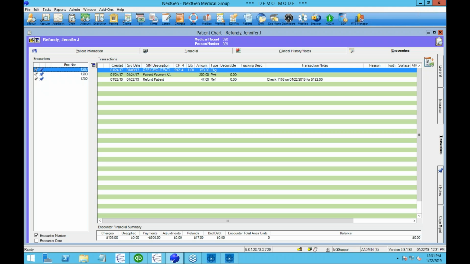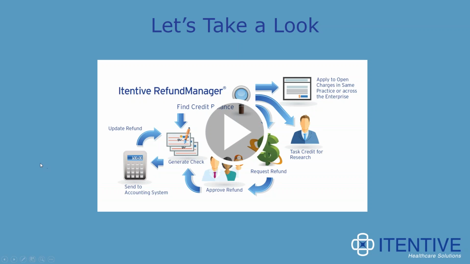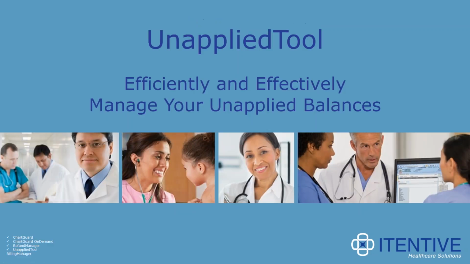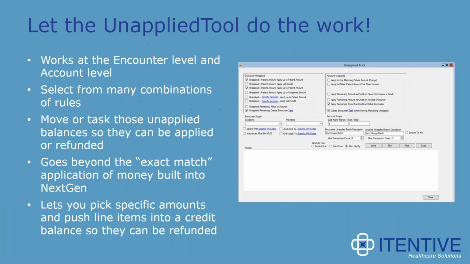Okay, thank you very much, Joe. So now that was the third of our products of the 5 that we've gone through, the first of our financial, and now we're moving on to the fourth of the 5, and that's the Unapplied Tool. The Unapplied Tool allows you to efficiently and effectively manage your unapplied balances in your system. It works at both the encounter level and the account level.